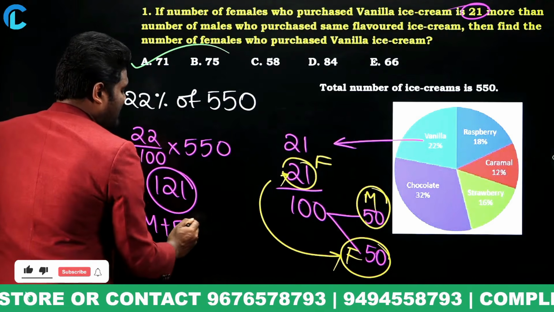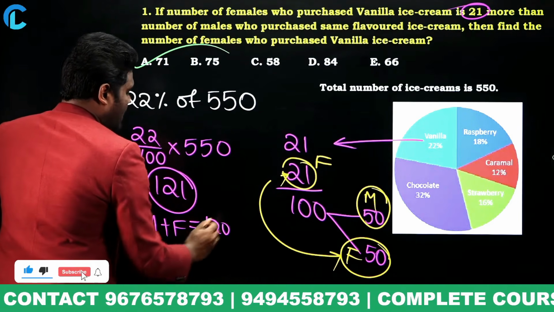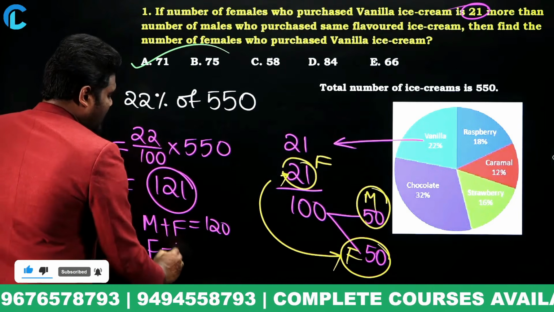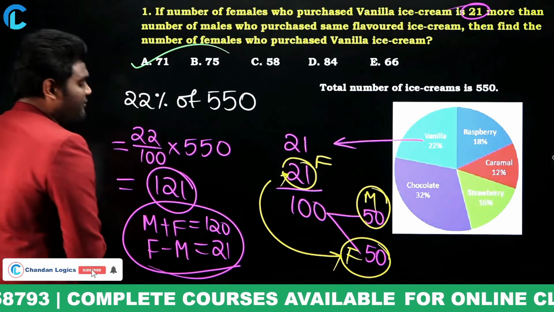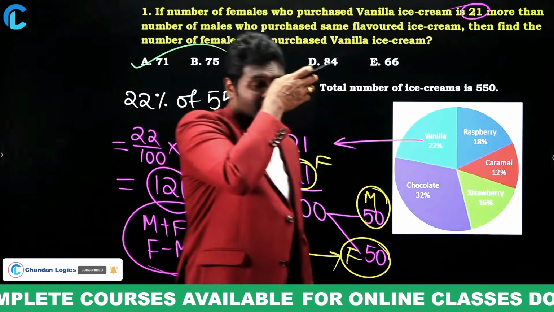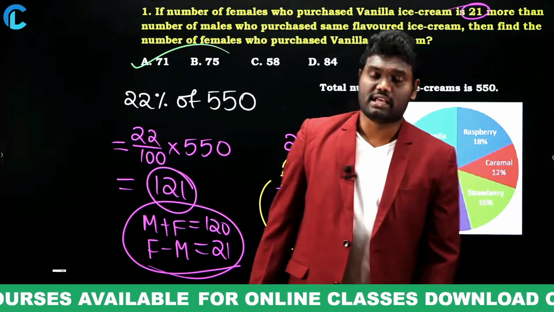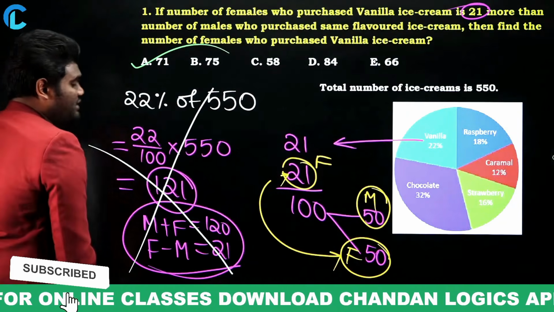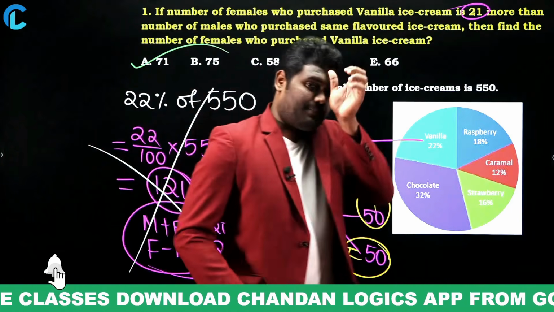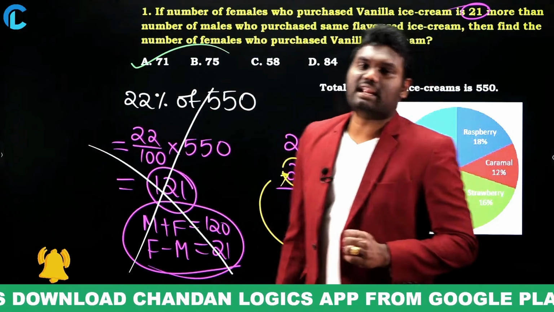Yes or no? Male plus female is equal to 121. Now the difference between female and male is 21. Yes. Now if I simplify this, I will come to know the total number of females. But from an examination point of view, if you do all this in the examination, it is a complete waste of your time. You should not do all this calculation in the examination.